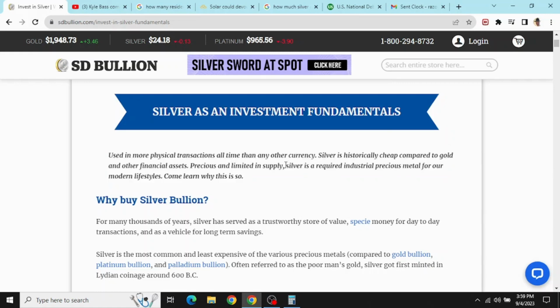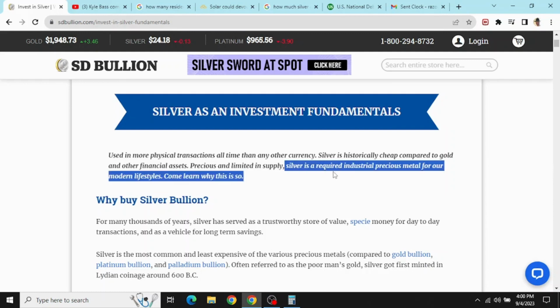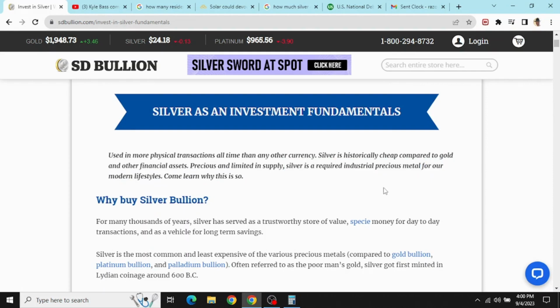What I want to really key on today in our topics of investing and how the spot price is determined is this key phrase right here: silver is a required industrial precious metal. I think that is huge. I think it's extremely important. We're going to talk about that here as we go on.